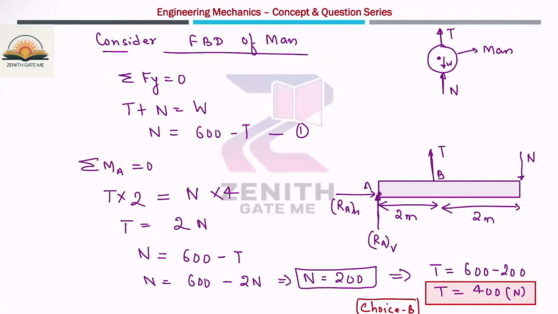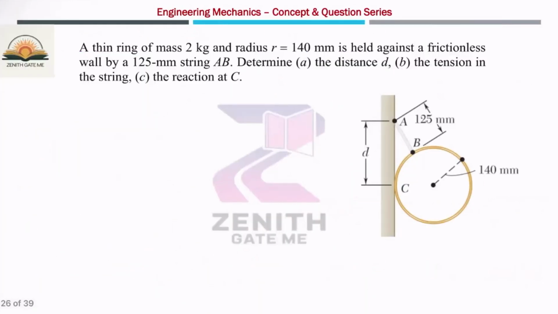Now move to the next question, a little bit tricky. A thin ring of mass 2 kg, the mass of the ring is given as 2 kg and the radius is given as 140 mm, is held against a frictionless wall, there is no friction, by a 125 millimeter string AB. This distance is given, that means the length of the string. Determine this distance, the tension in the string, and the reaction at C, because it is making contact at the C point, so there will be one normal reaction.